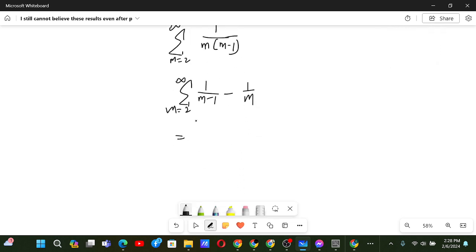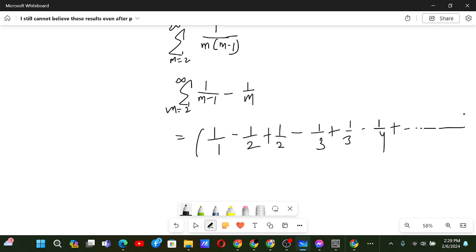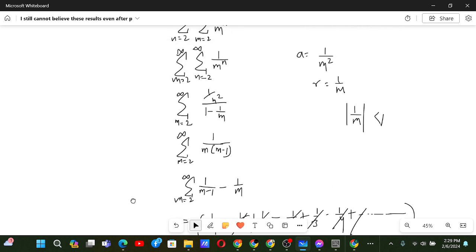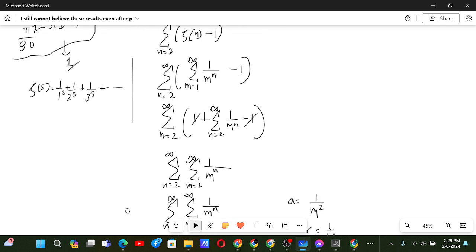Now if we try to evaluate this, first of all for m equals 2 we get 1 by 1 minus 1 by 2. For m equals 3, plus 1 by 2 minus 1 by 3, for m equals 4, plus 1 by 3 minus 1 by 4, and it goes on and on. So basically cancellations, cancellations, cancellations, and the only thing that remains is 1. So we can see that this sum is neatly just 1.